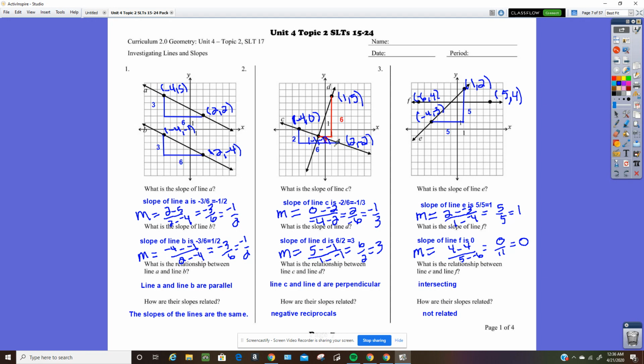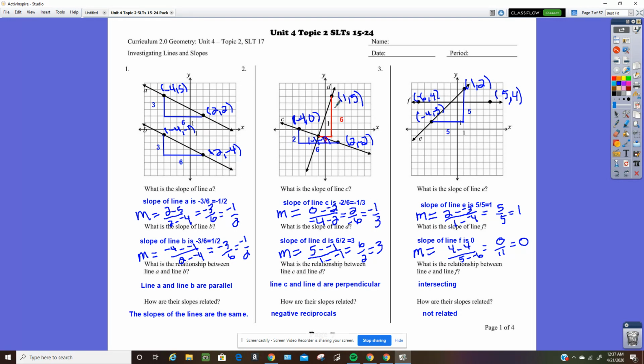In number 2, the slope of line C, that's this line right here, the rise over the run, 2 over 6, and it's going downward, so it's negative 2/6 or negative 1/3. And using the points here, I did 0 minus a negative 2, which is positive 2, and then negative 4 minus 2 is negative 6, so 2 over negative 6, negative 1/3.